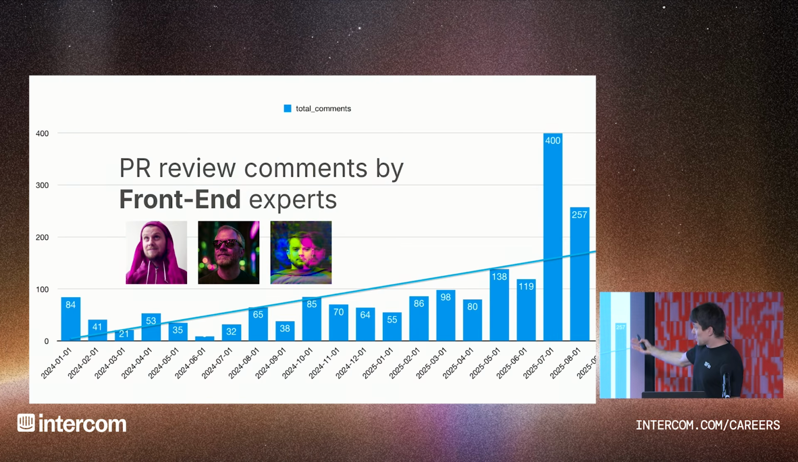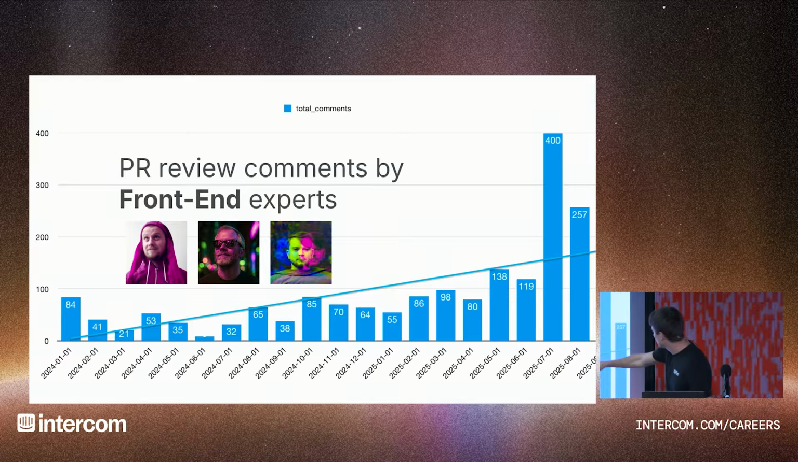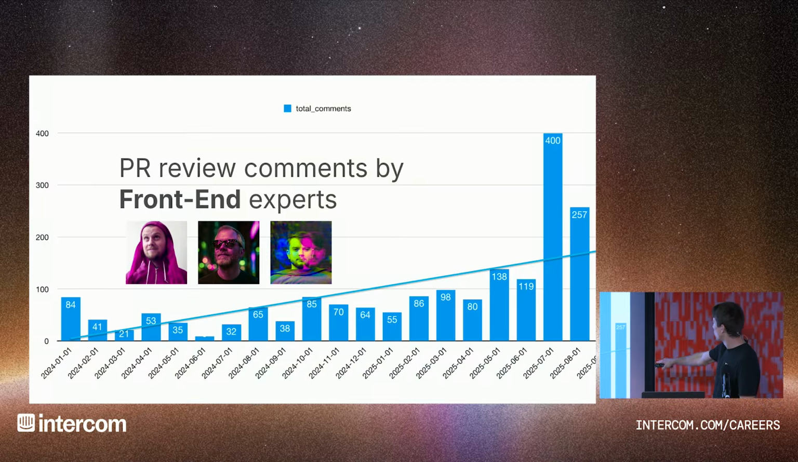And the first folks who faced this problem were our front-end experts. And now we get into the front-end bit. I promise we're going to get there. So our front-end experts felt this pain in the worst way possible. You can see the total number of pull request review comments that they were leaving on the pull requests. This was all good, and then suddenly, somewhere around early 2025 and towards the third quarter, they suddenly started to post a lot more comments.